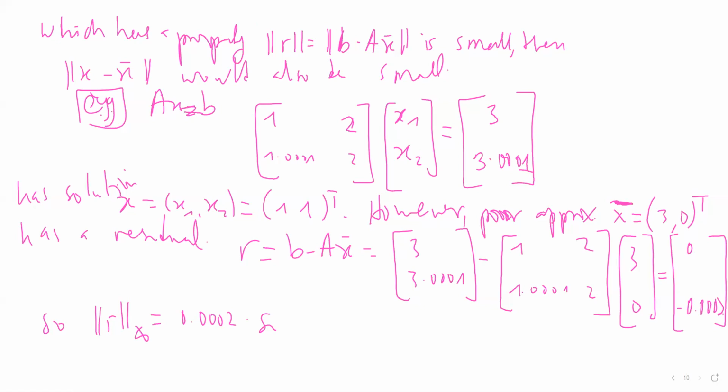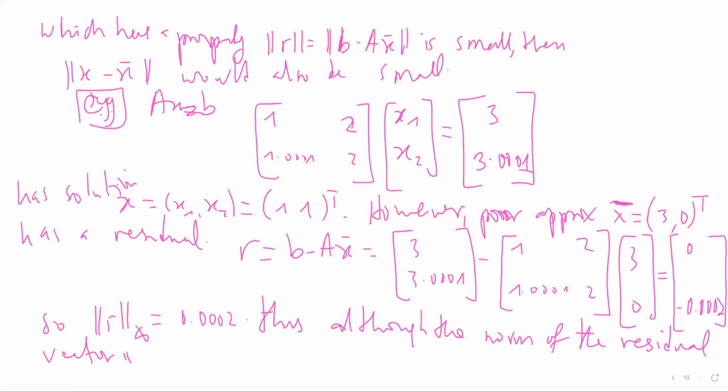So although the norm of the residual vector is small, the approximation x bar, which is (3, 0) transpose, is poor.